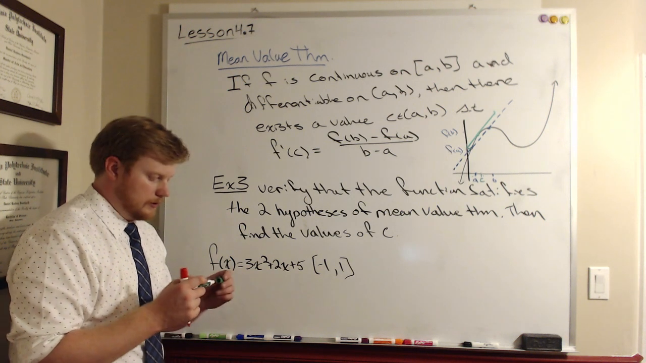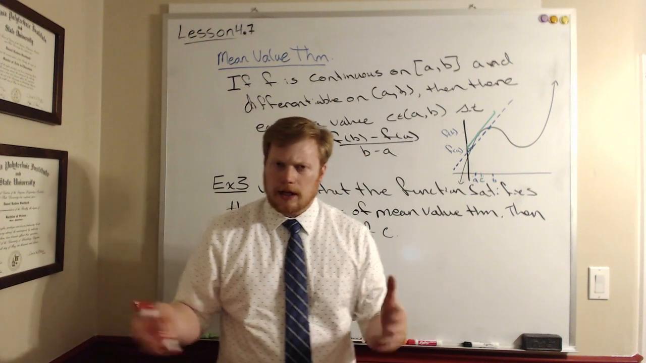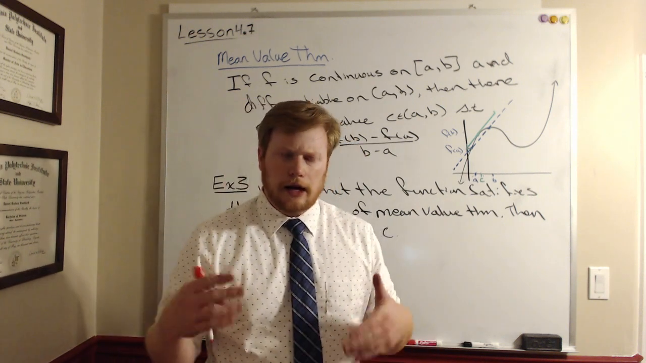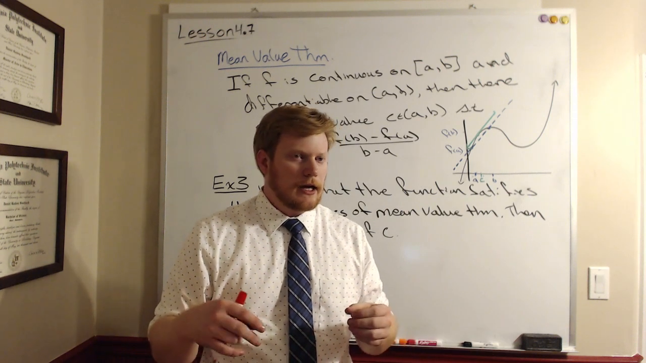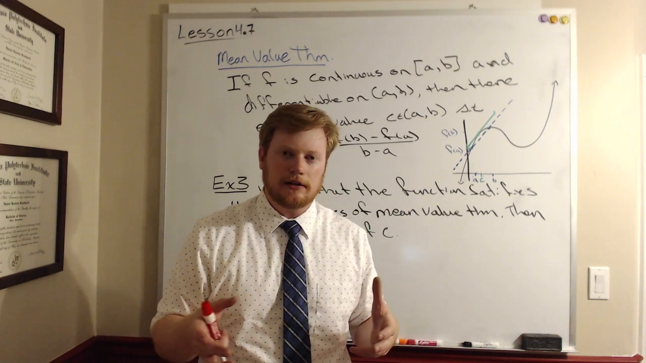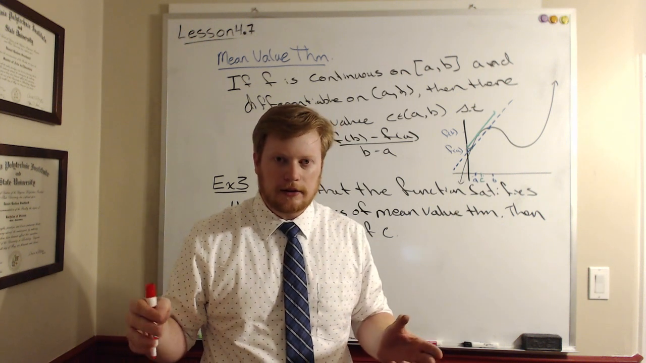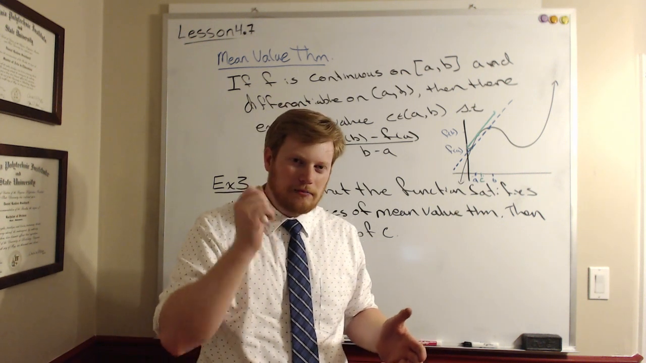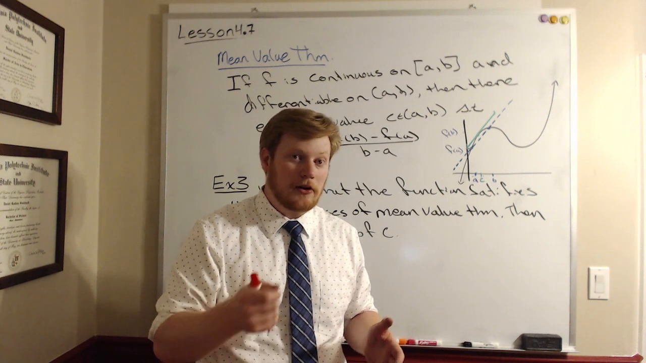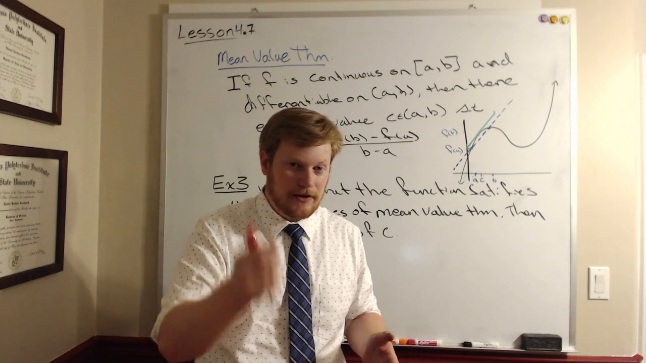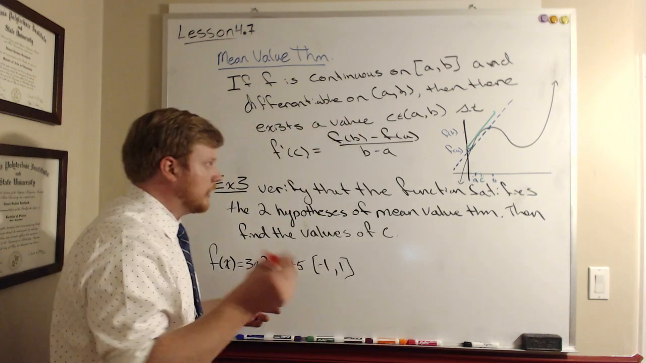Okay? So in other words, here's a real world example. If I'm in a car and I'm going on a long road trip, if I said that my average speed was 30 miles an hour, there has to be at least one point along that road trip where I hit 30 miles per hour at that very moment. And we'll see an example of that in the homework and later on.